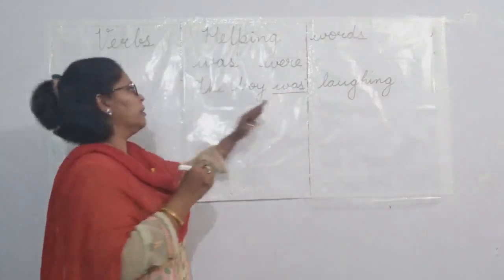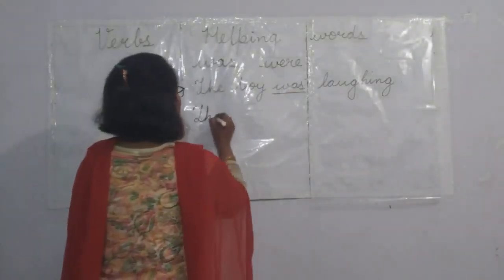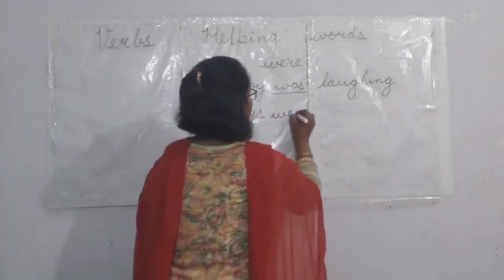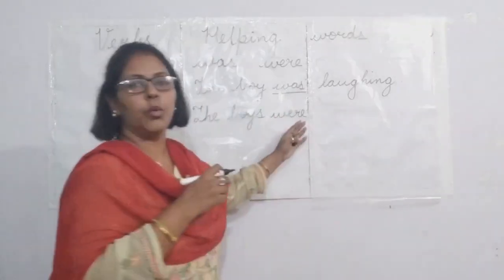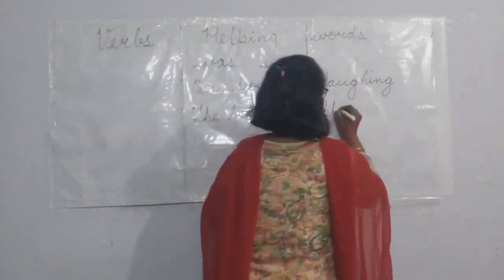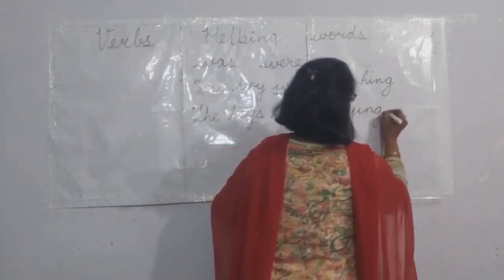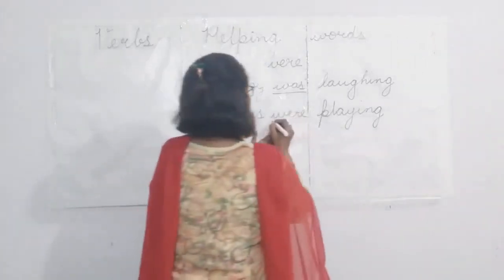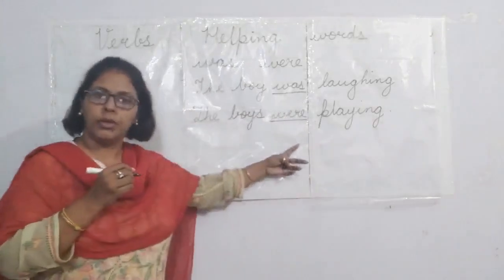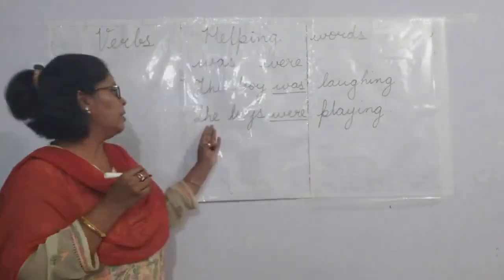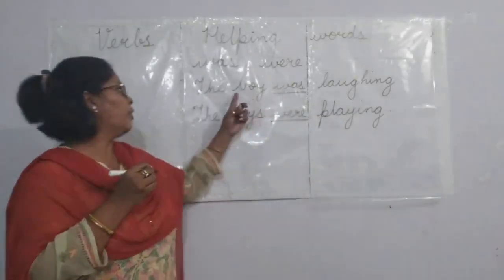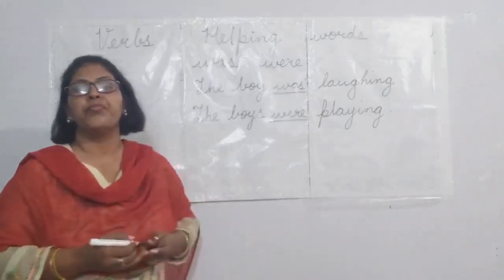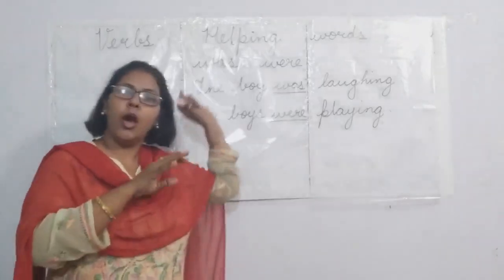It's over. Next one. The boys were playing. Here, if you see, boys, many boys, so we write were. For many boys, we use were. The boys were playing. For one boy, was, and for many boys, we use were. And this action has taken place in the past.